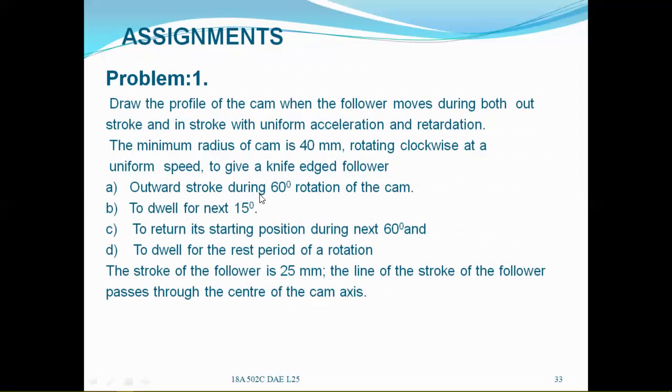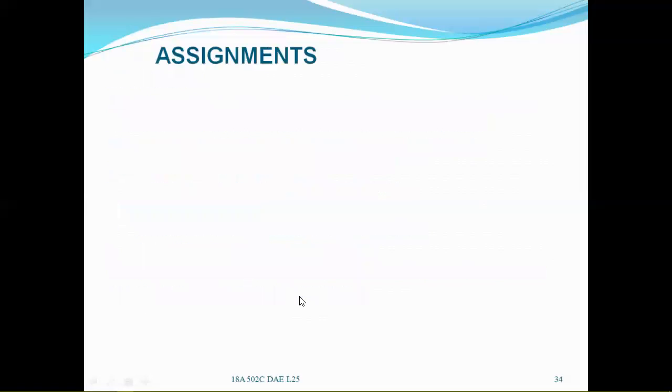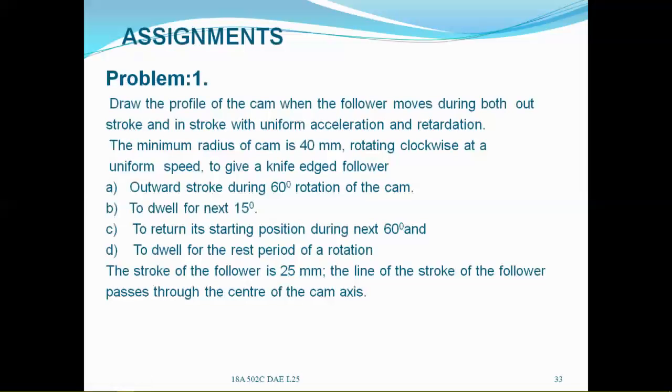Outstroke during 60 degrees of cam rotation, dwell for the next 15 degrees of cam rotation, return to its starting position during the next 60 degrees, and dwell for the rest of the rotation. Stroke of the follower is 25 mm. The line of stroke of the follower passes through the center of the cam axis. I think it is very easy for us to draw this. Simply draw the displacement diagram. As it is a knife edge follower, there is no prime circle; the prime circle and base circle are the same. Right?